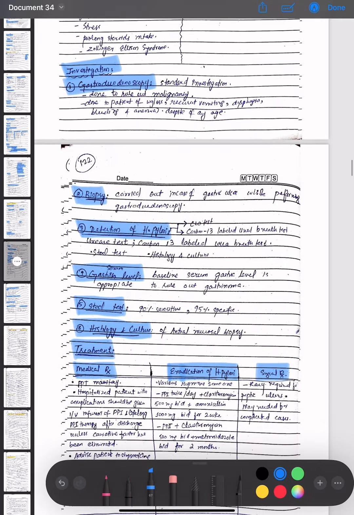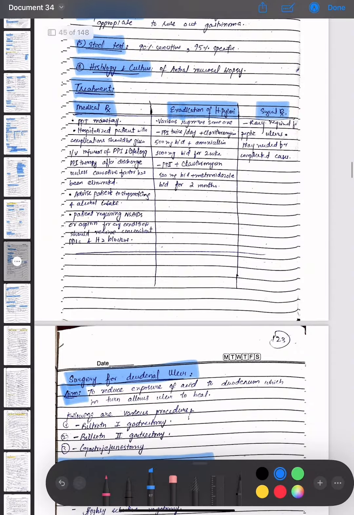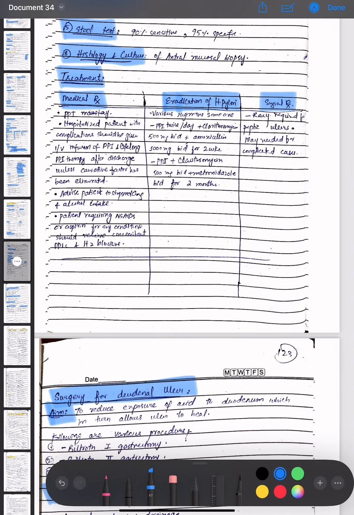These are gastroduodenoscopy, biopsy, detection of H. pylori, then the serum gastrin level, then the stool test, and then histology and culture are done. What are the treatment options? These are medical treatment, then eradication of H. pylori, and then the surgical treatment.